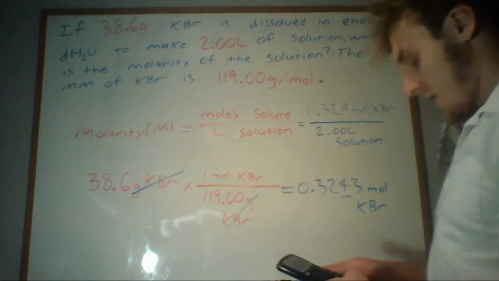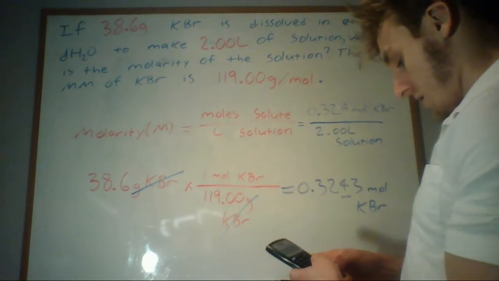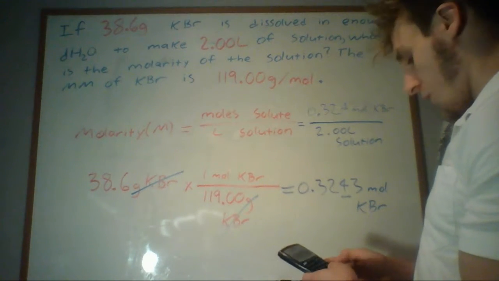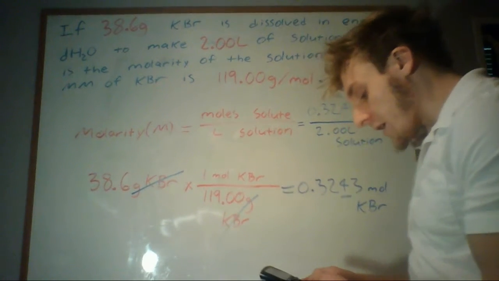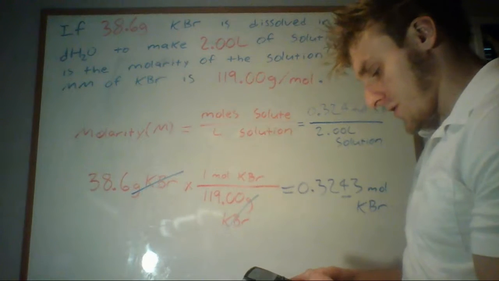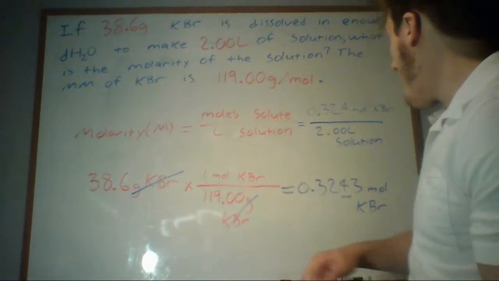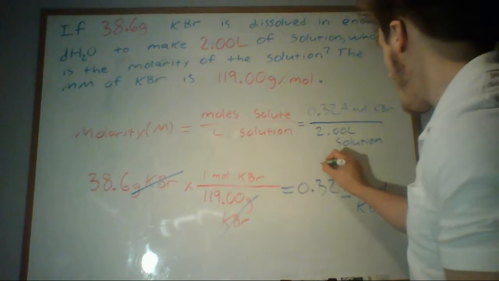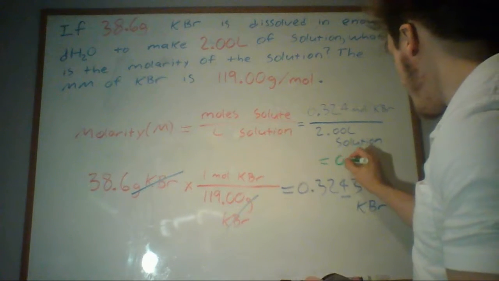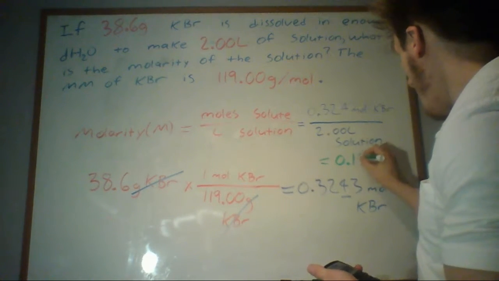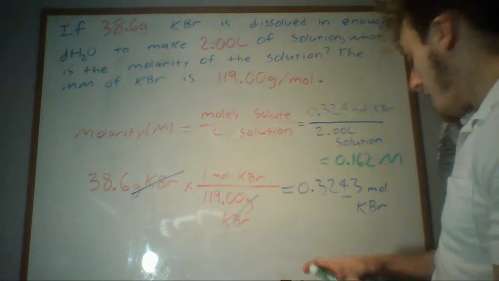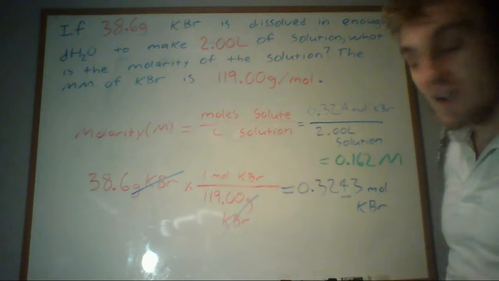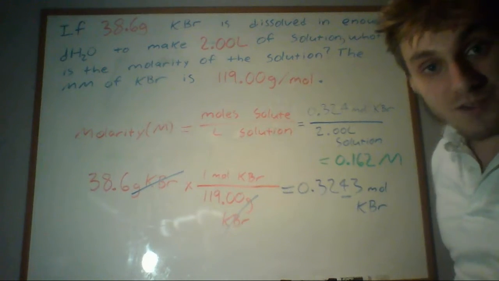So I grab my calculator again. So we'll have 0.324 moles of potassium bromide divided by 2.00 liters of solution, and that gives us a molarity of 0.162 molar. So that's our final answer here. This is the molarity of our solution.